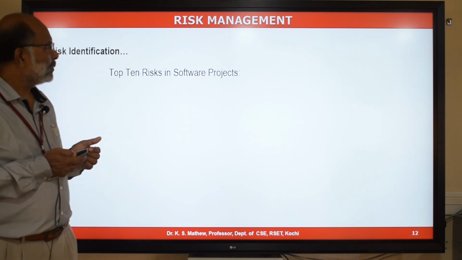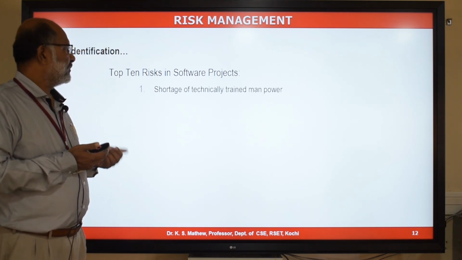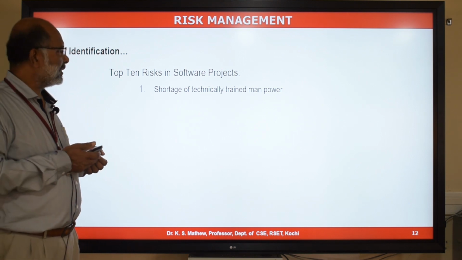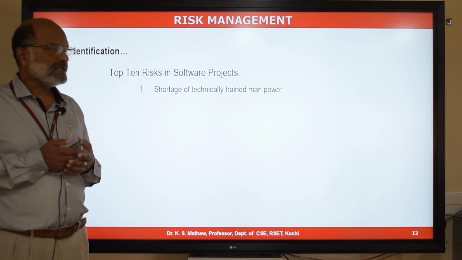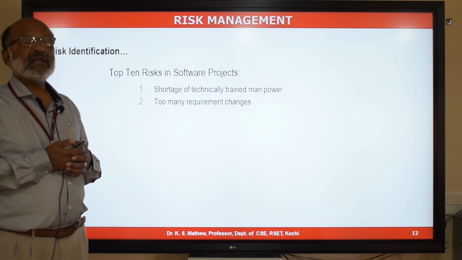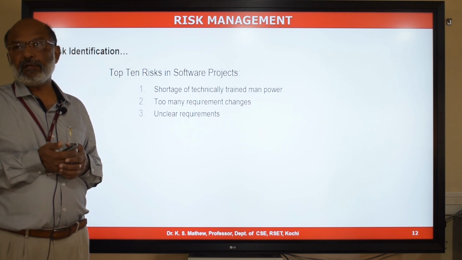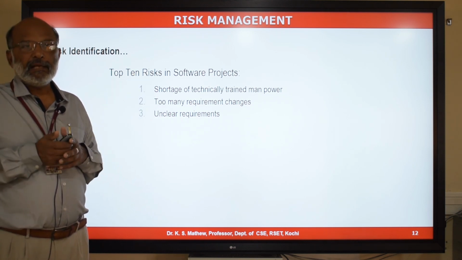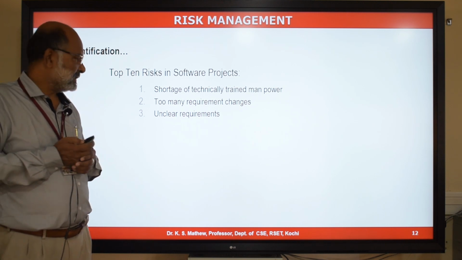Now let's look at what are those top 10 risks in software project. The first risk he has identified is shortage of technically trained manpower. This is a common risk faced by all organizations. Too many requirement changes, unclear requirements. Many times software project requirements will be very vague, incomplete, and not clear in the beginning of the project. That may lead to a risk.